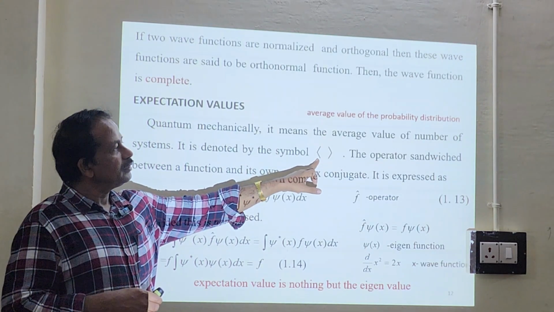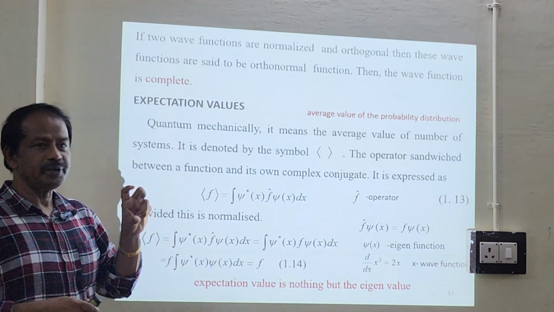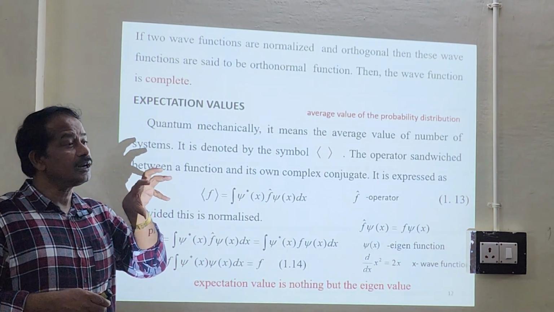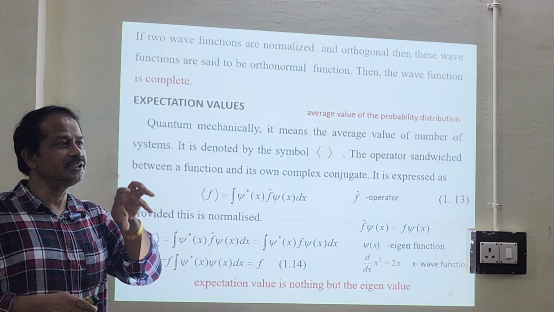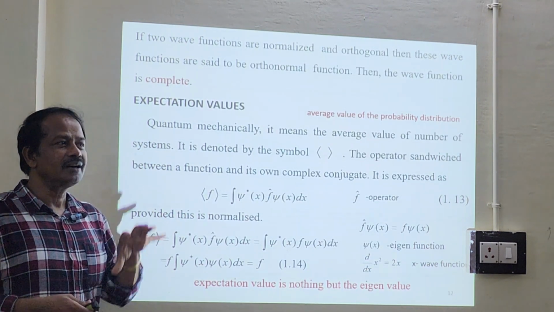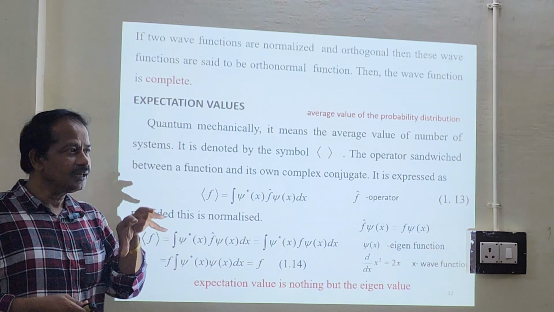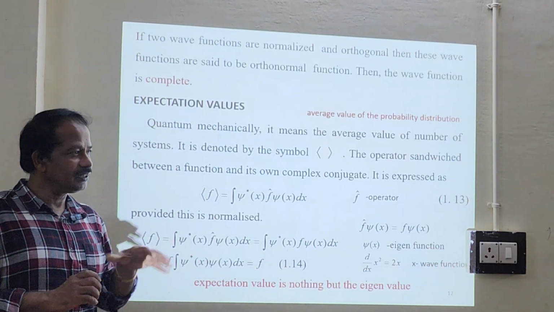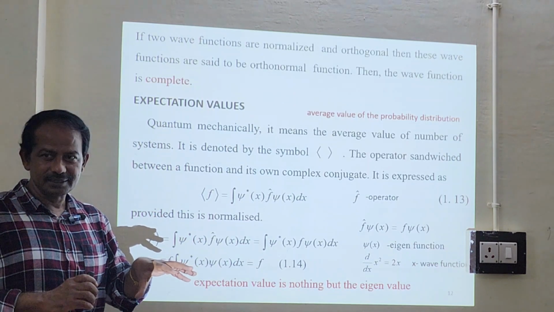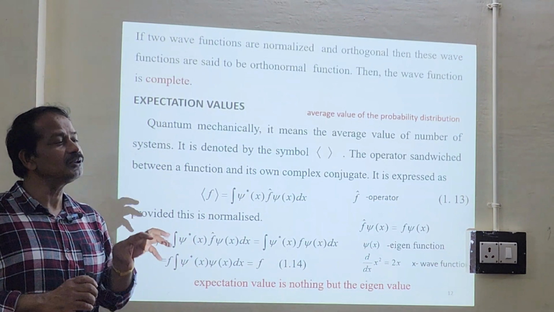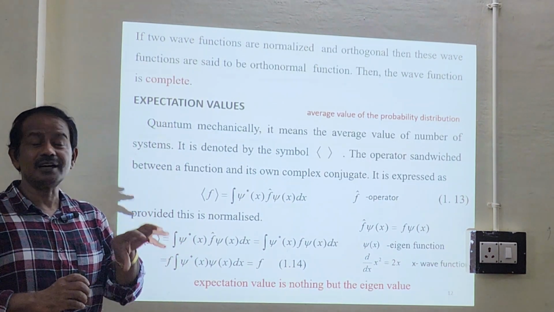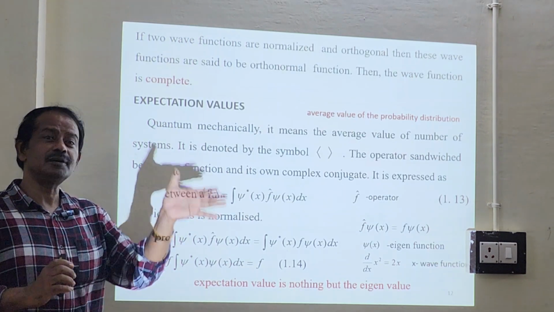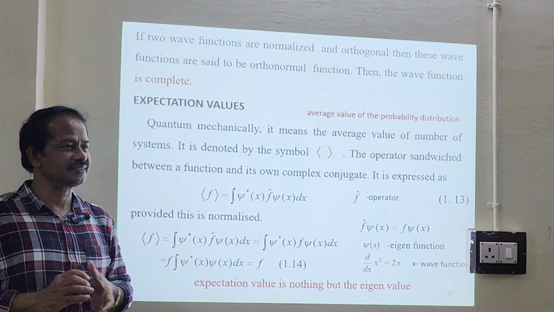And any operator, all the observables are associated with the operators. All in quantum mechanics, observables. For example, in classical physics, we take readings. They are all observable quantities. Similarly, in quantum mechanics also, those readings are called observables. All observables are associated with the operators.